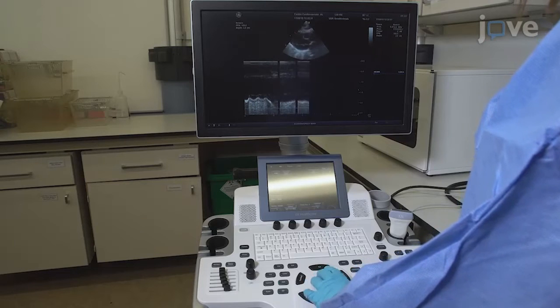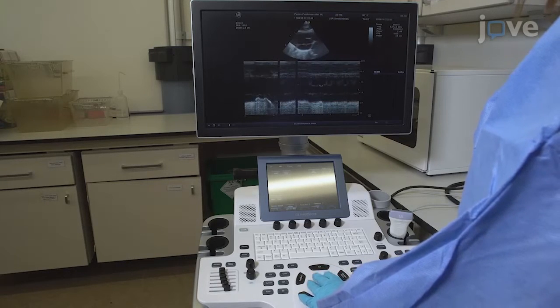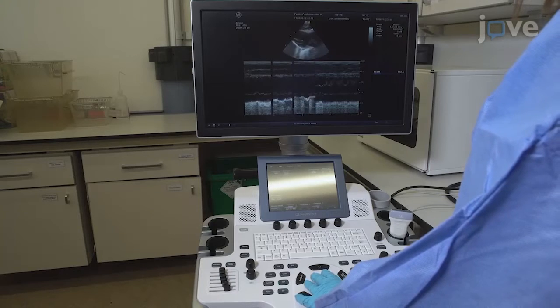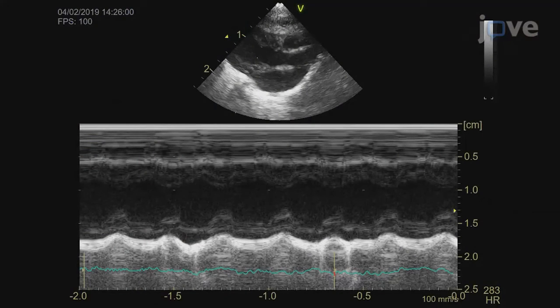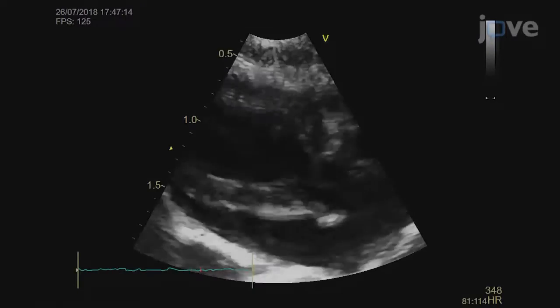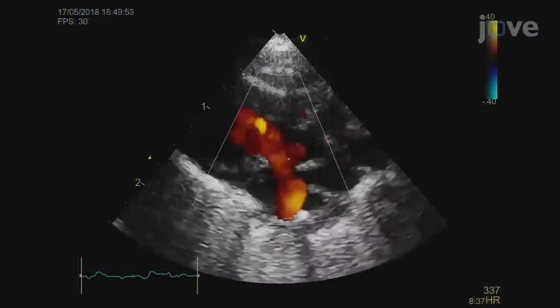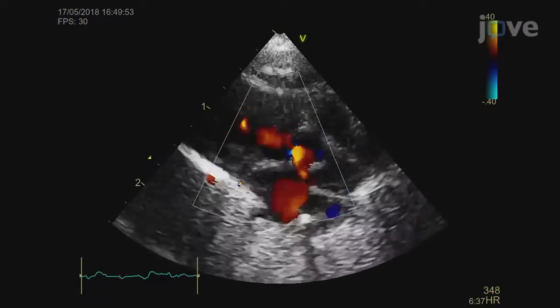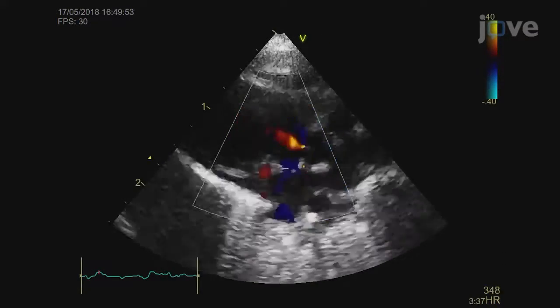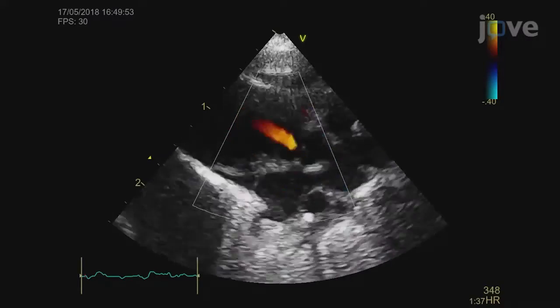Record M-mode images at the aortic valve, mitral valve leaflets, and left ventricular mid-cavity with the M-mode cursor perpendicular to the structure of interest. Record a 2D loop at the left ventricular outflow tract. Then, record a 2D loop with color Doppler imaging simultaneously at the aortic and mitral valves.